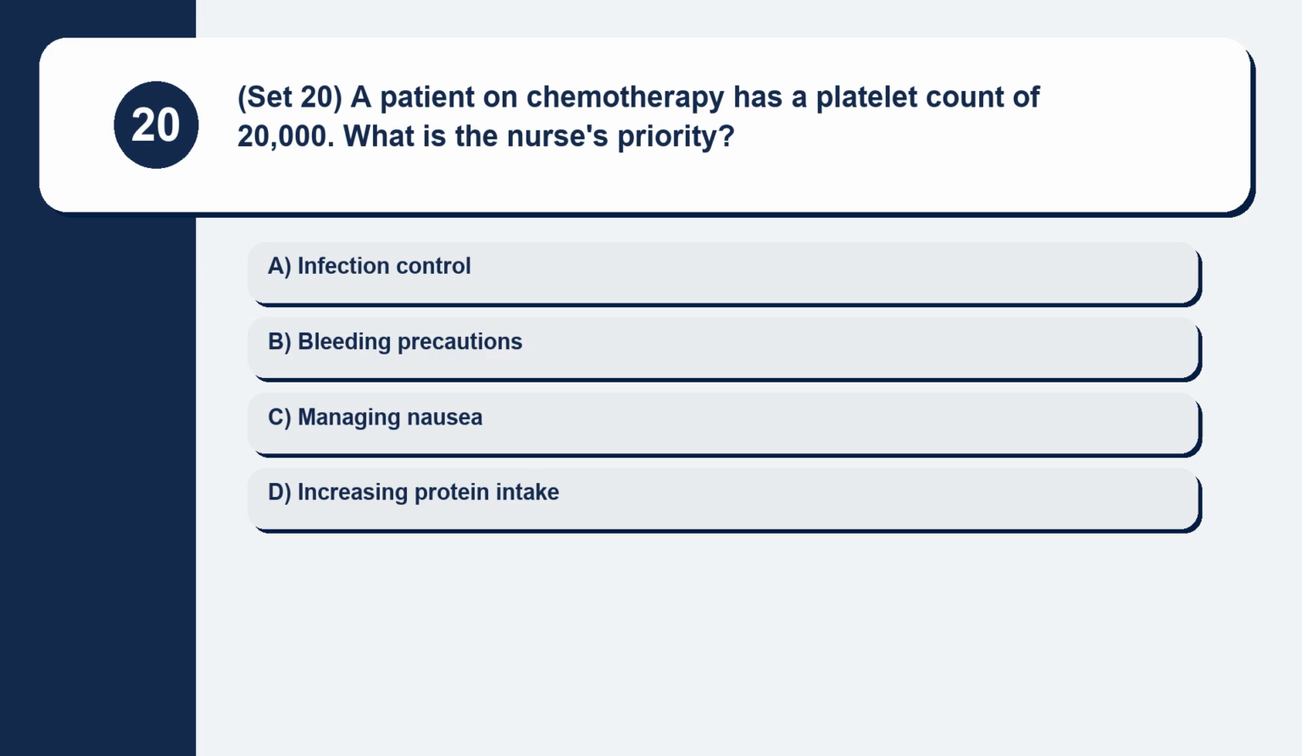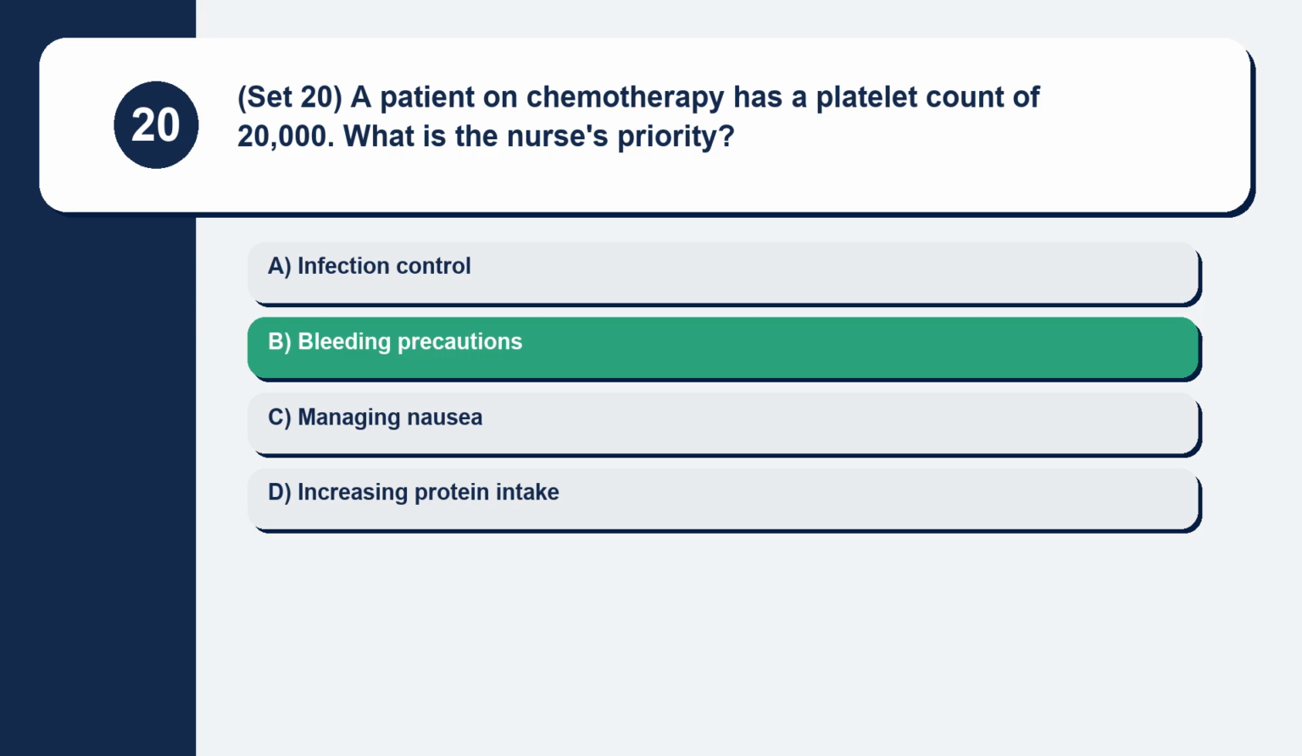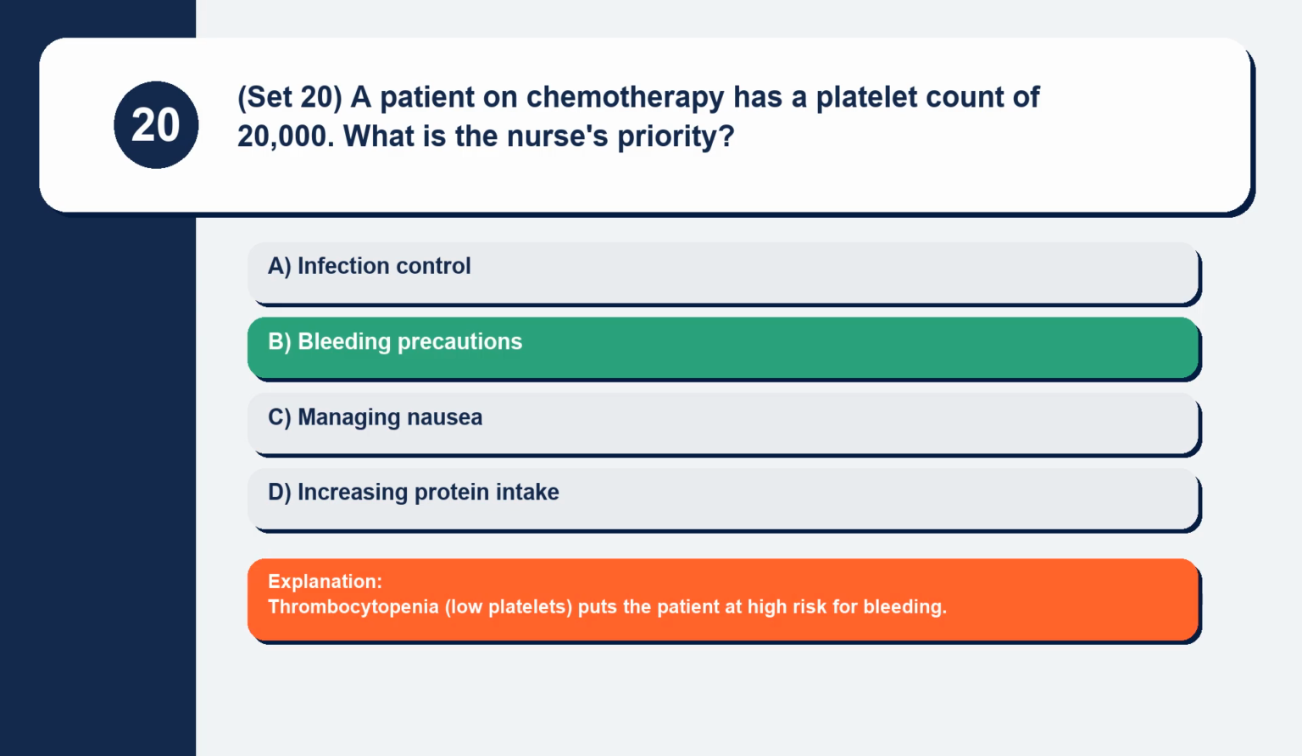Question 20. Set 20. A patient on chemotherapy has a platelet count of 20,000. What is the nurse's priority? Infection control, bleeding precautions, managing nausea, increasing protein intake. Thrombocytopenia, low platelets, puts the patient at high risk for bleeding.